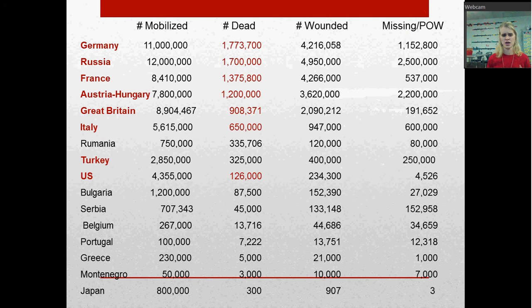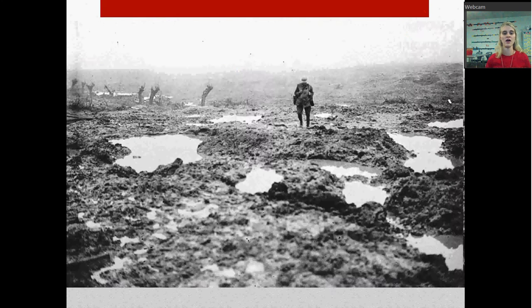Turkey is part of Austria-Hungary, so that's kind of where that comes in. Italy, remember, joined with the British and French. Russia also, they mobilized them the highest numbers. They also had a really high number of deaths. That's part of the reason they wanted to drop out after the revolution. So this just kind of gives you a good overall picture of what was going on here in this conflict.